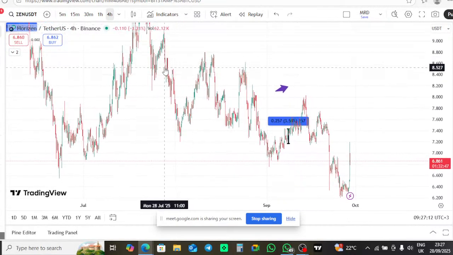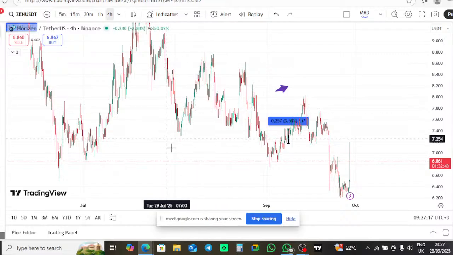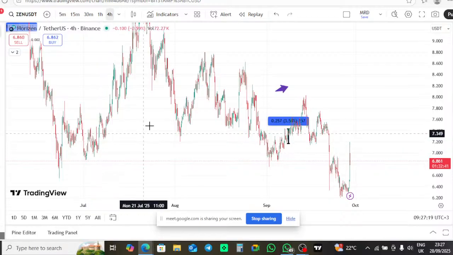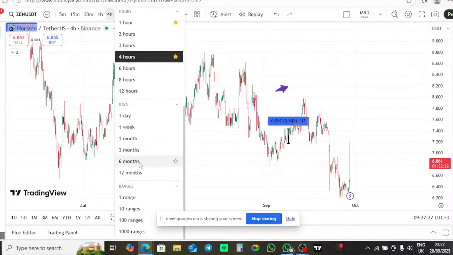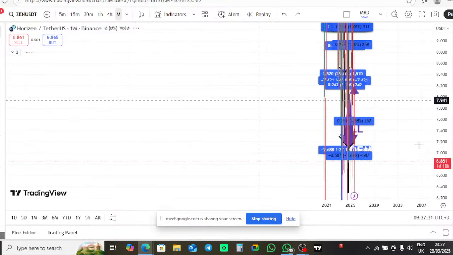Automatically, we are going to look at the higher time frame as we are coming to the lower time frame. Are you getting the point? We are going to look at higher time frame as we are coming to the lower time frame. Strictly, we move on. And here, we are going to start with 1 month on Zen.